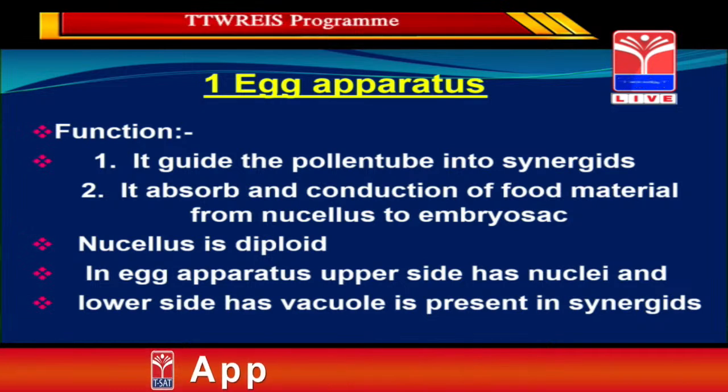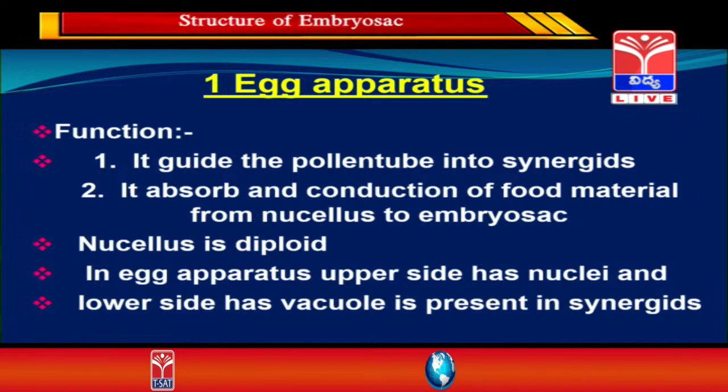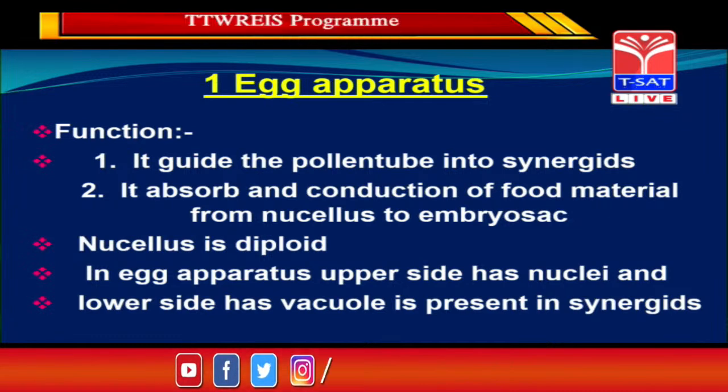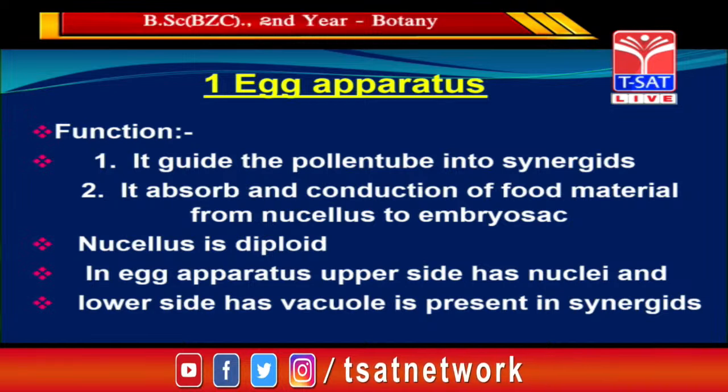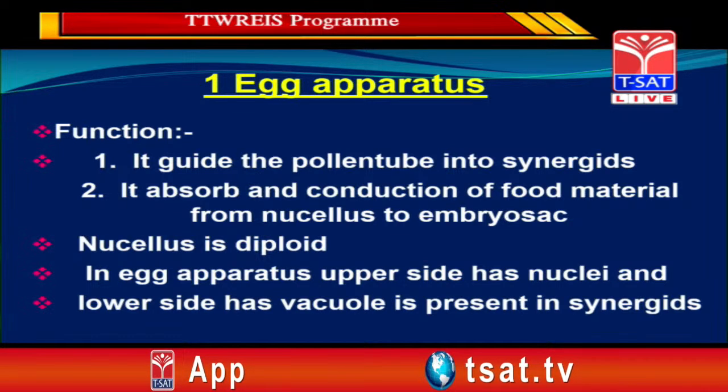What is the nucellus? The nucellus helps in the transportation of food material to the embryo sac. And the nucellus is in a diploid stage. In the egg apparatus, the upper side has a nucleus and the lower side has a vacuole in the synergids. In the same way, in the egg cell we observe the upper part has a vacuole and the lower part has a nucleus.